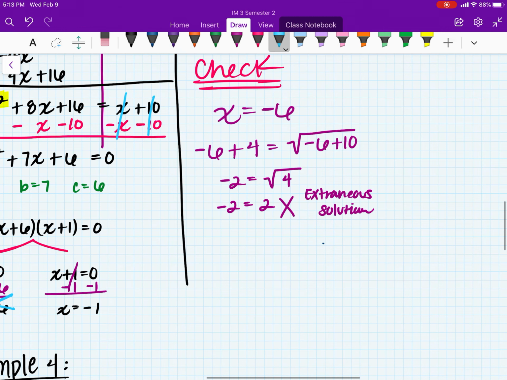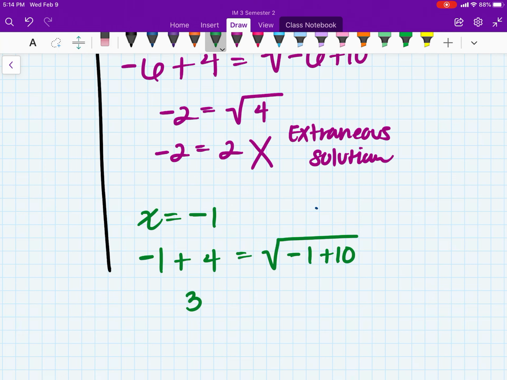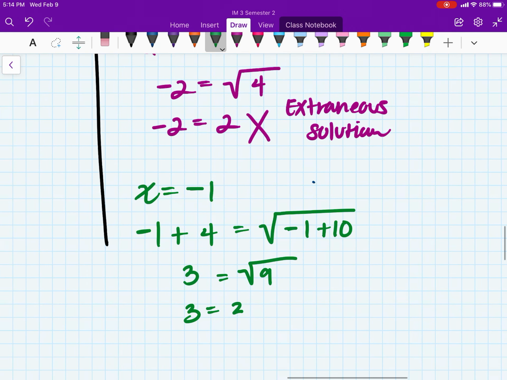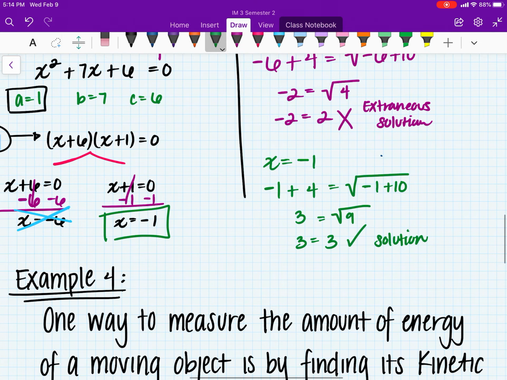Now let's go ahead and try with x equals negative 1. All right, so wherever I see an x in my original equation, I'll go ahead and substitute it for a negative 1. All right, so negative 1 plus 4 is 3. And then the square root of negative 1 plus 10 is 9. Square root of 9 in this case, guys, is 3. And 3 in this case does equal 3. So this here is considered a solution. So our only solution in this case, guys, is x equals negative 1.